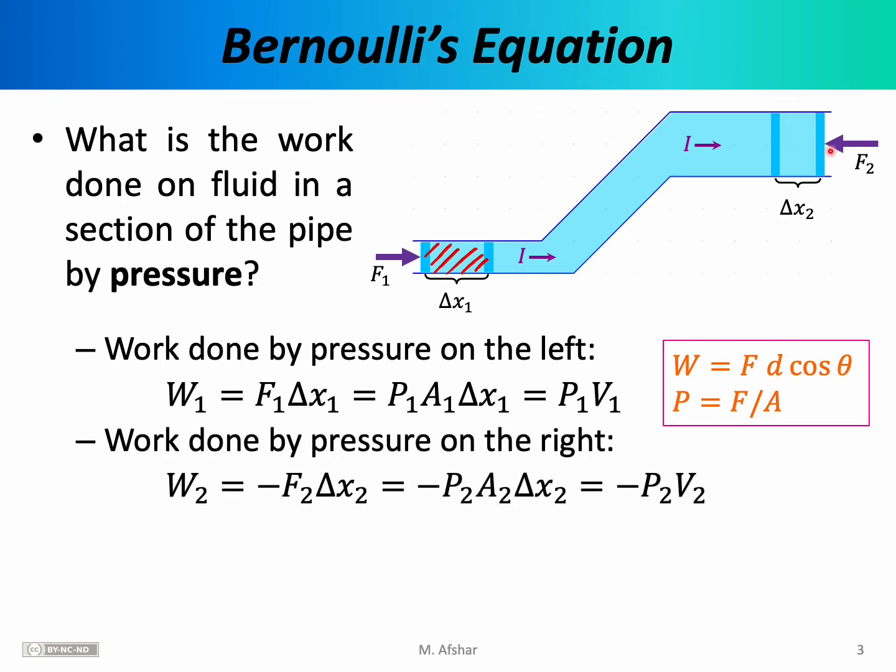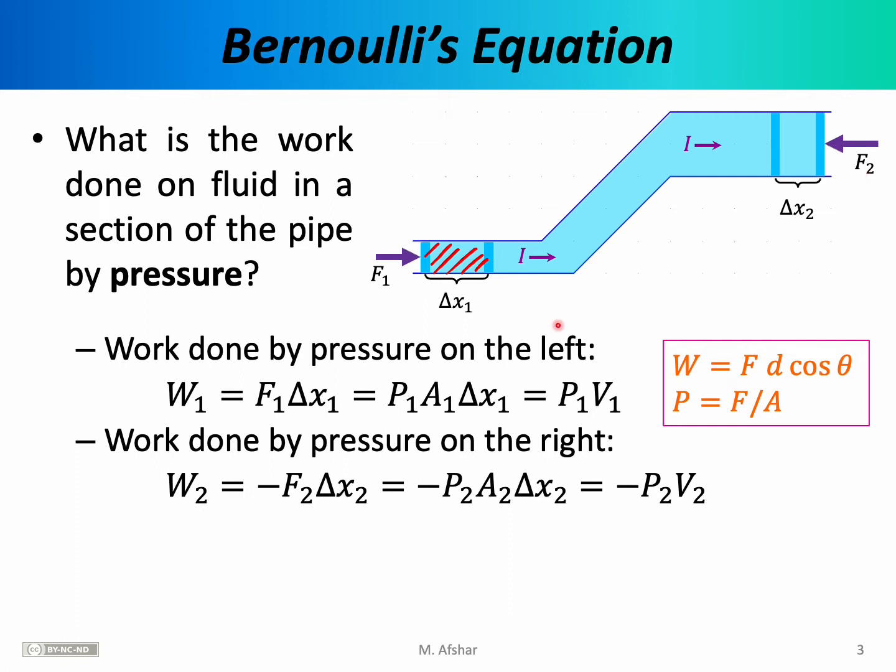We want to calculate the work that's done on the right end of the pipe segment, and we can do the calculation in a very similar manner. The work that's done on the right end, we'll call that W2. That's going to be equal to F2 times delta x2 times cosine of 180 degrees, which is going to give us -1. Note that on the right end, the fluid is moving from left to right, so the displacement vector points to the right, but the force vector points to the left. The angle between those two vectors is 180 degrees.